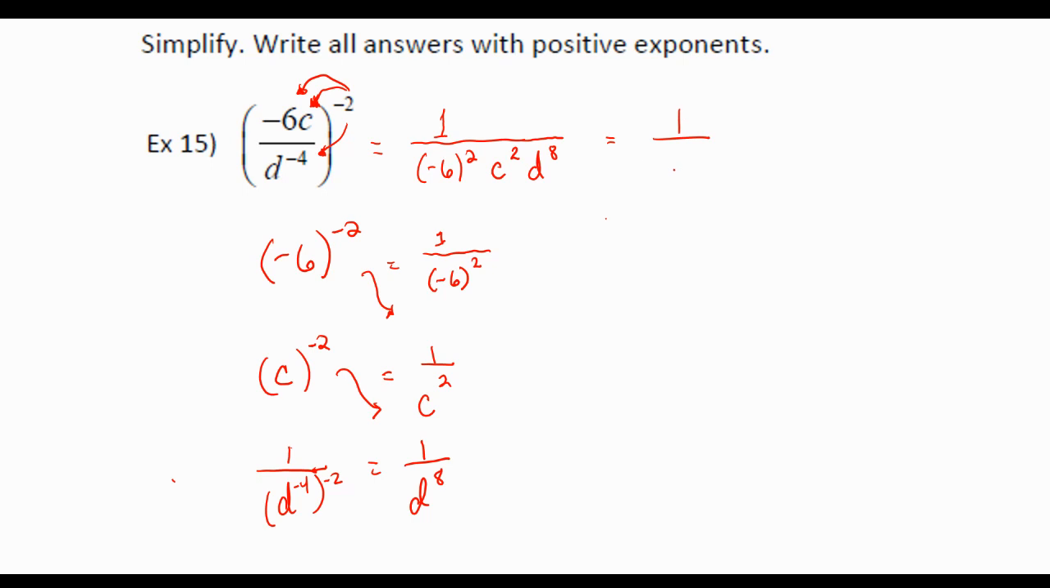There we go. So what is negative 6 squared? What's negative 6 times negative 6? Because you can advance that, right? What's negative 6 times negative 6? It's 36. C squared d to the 8.